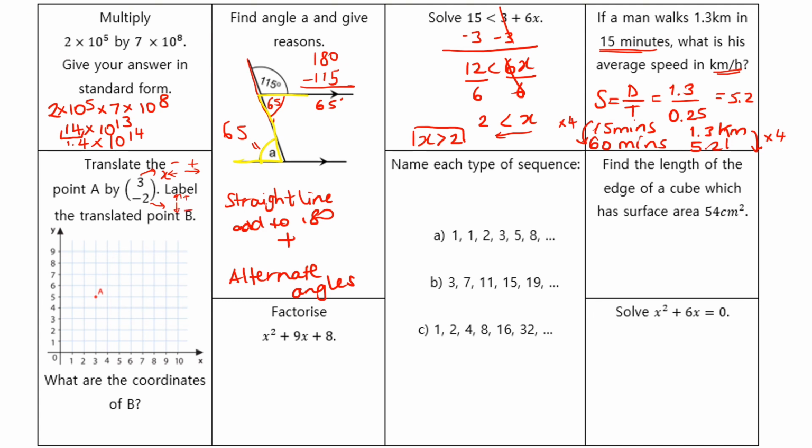So that means this point should go towards right 3 steps. 1, 2, 3, and down 2 steps. 1, 2. So this is where point B would be.